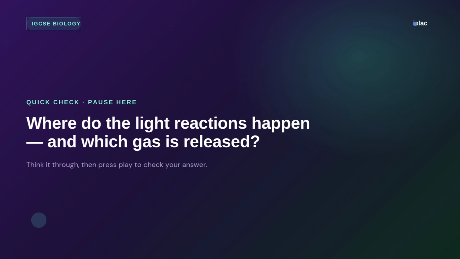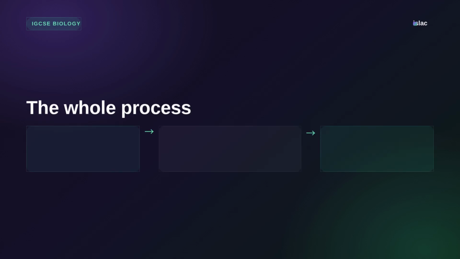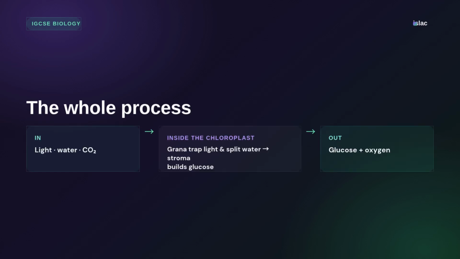How did you do? Let's recap the whole journey. Light, water and carbon dioxide go in. Chlorophyll inside the chloroplast traps the light. The light-dependent reactions in the grana split water and store energy as ATP and NADPH. The Calvin cycle in the stroma then uses that energy to turn carbon dioxide into glucose. And out comes food for the plant, and oxygen for us.